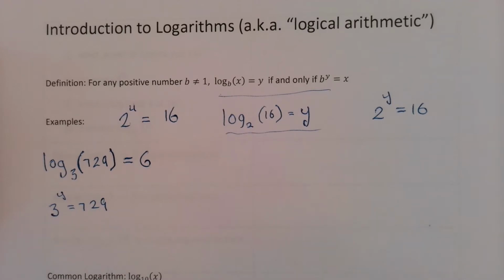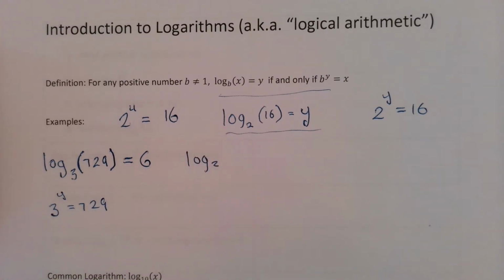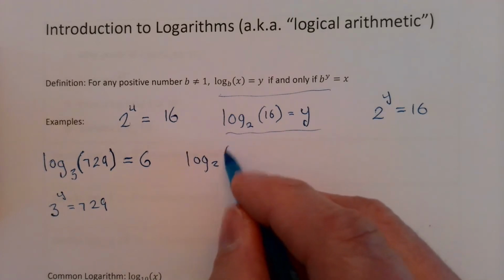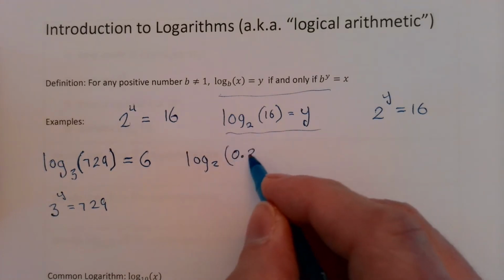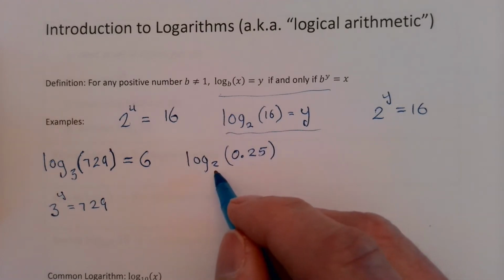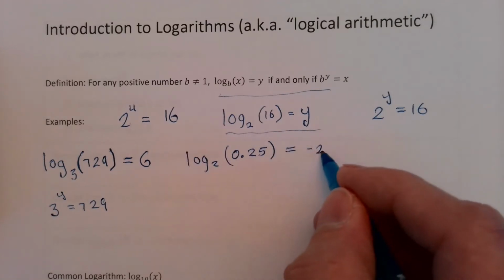Okay, a couple things to keep in mind. If you're taking a log such as, let's go back to base 2 because that's pretty easy to work with, and the argument inside the log is smaller than that base, you probably need a negative exponent. It turns out the base 2 log of 0.25 is negative 2.